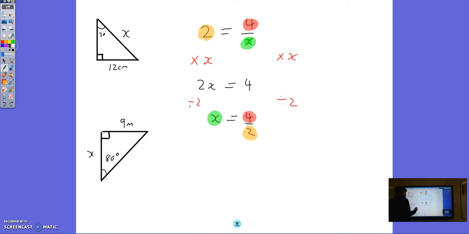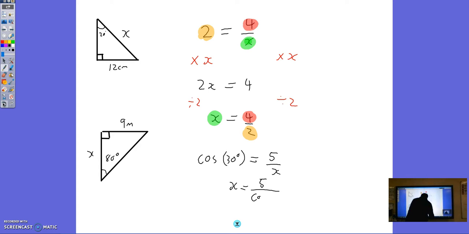How this looks when you have a trig ratio, for instance, cos of 30 degrees equals 5 on x. All that's going to happen when you transpose is that cos 30 degrees and x are going to swap places. So you will end up with x is equal to 5 divided by cos of 30 degrees. Now, ideally, we would like you to show this with algebra, but if in doubt, you can just follow this rule. And we're going to look at how it looks in practice now.